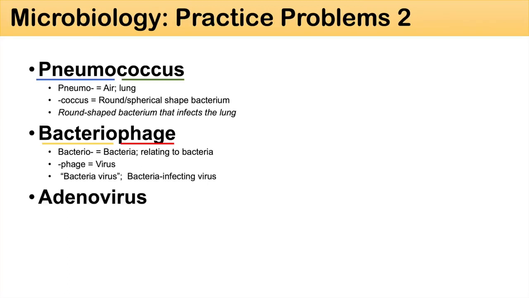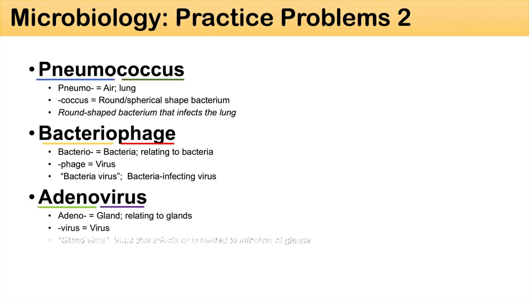And the last word we're going to look at is adenovirus. So what does that mean? Adeno, we learned in this lesson, means gland or relating to glands. And virus means virus. So adenovirus really means a gland virus. So it's a virus that infects or is related to infection of glands.